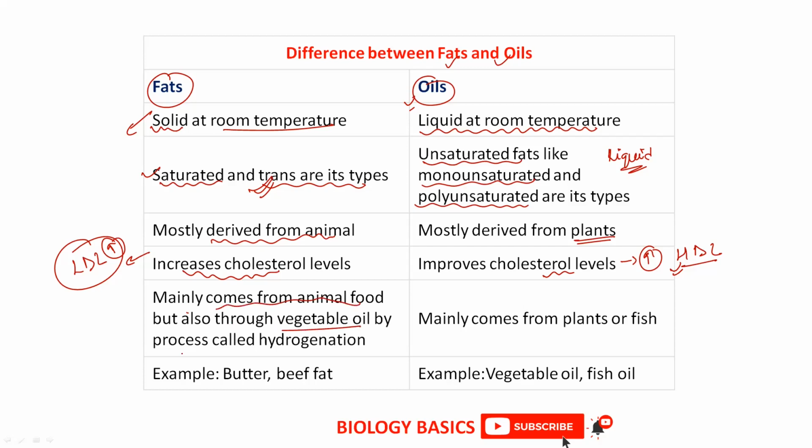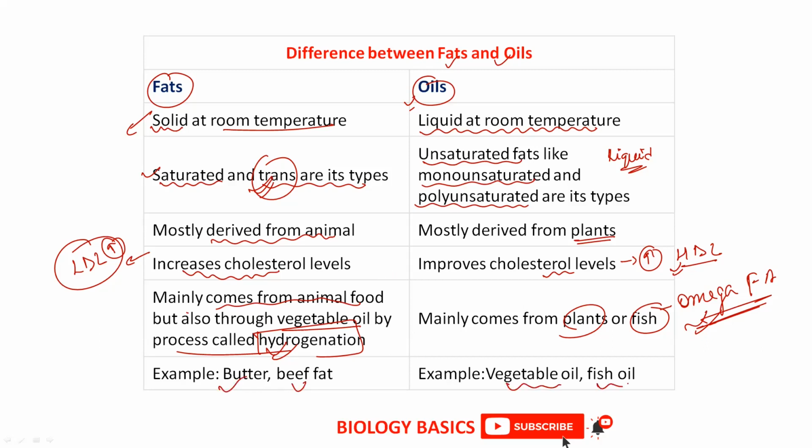If I talk about fats, they mainly come from animal food, but also from vegetable oil through a process called hydrogenation. By the process of hydrogenation, you get the trans fats and all. And the oils mainly come from plants or fish. Fish is a good source of omega fatty acids, a very good source that you should take in the diet. The examples of fats are butter and beef fat, whereas examples of oil are vegetable oil and fish oil.